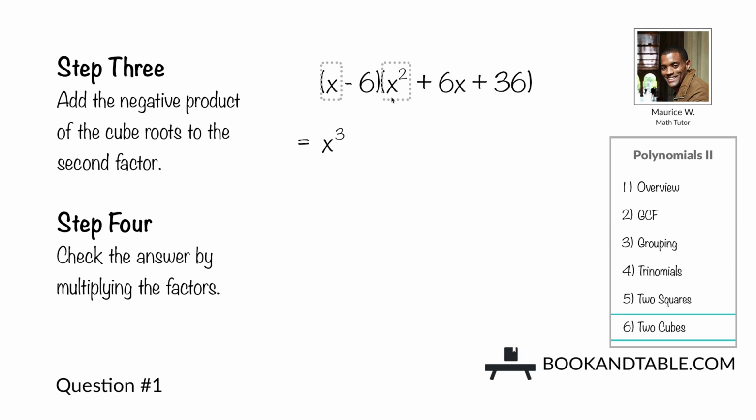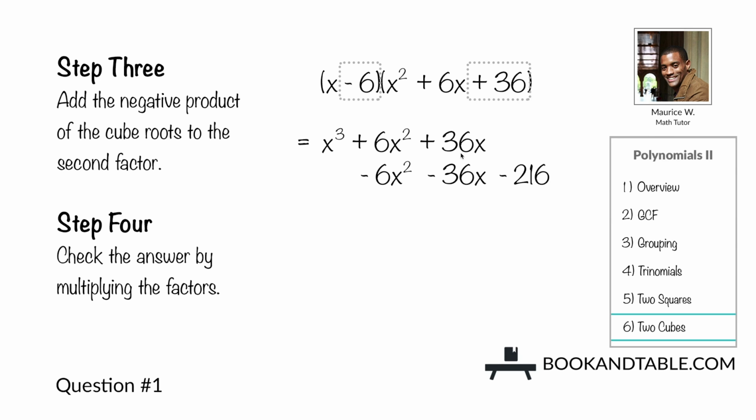So we get x times x squared, which is x cubed. X times positive 6x is positive 6x squared. X times 36 is 36x. Negative 6 times x squared is negative 6x squared, which cancels out positive 6x squared. Negative 6 times positive 6x is negative 36x, which cancels out positive 36x. And negative 6 times positive 36 is negative 216.